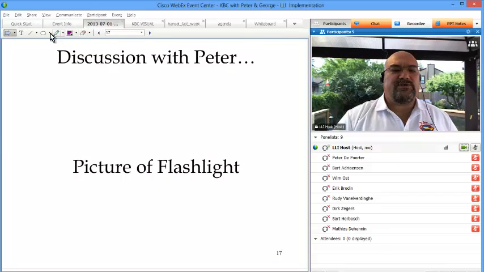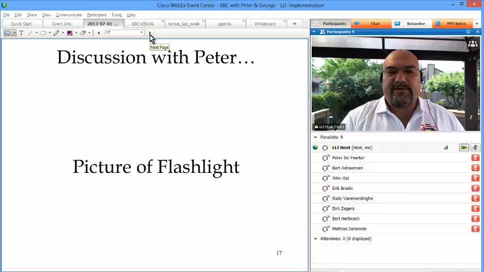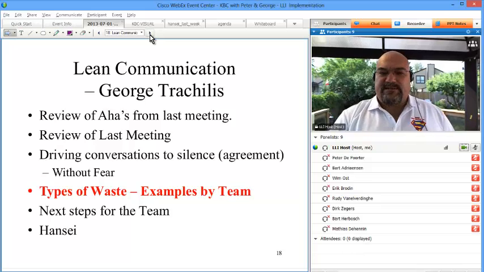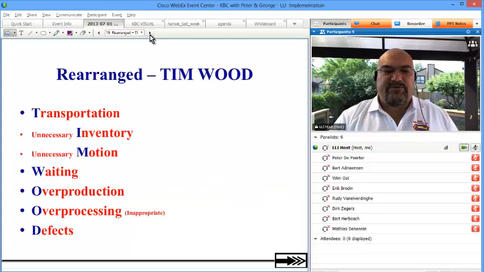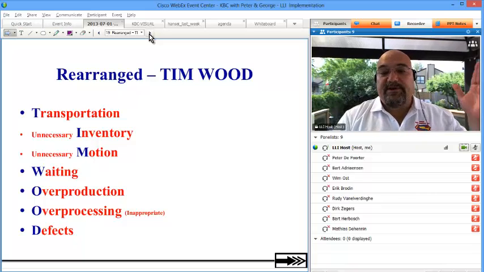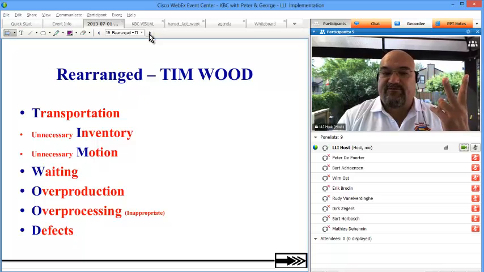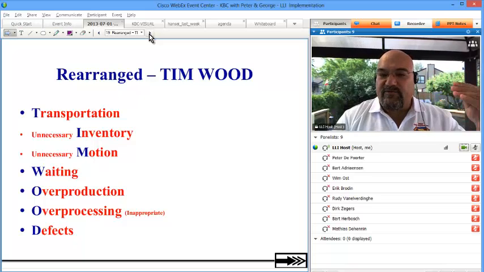Let's move on. So I shared that with Peter last week. Okay, types of waste. Let's do this. Let's create a rule. I'm going to ask for a question, and I'd like somebody to put their cursor up and then start talking. If I get two examples for each of these wastes, I move to the next slide. And I'm going to call it Tim Wood, because that's what I did in my course.